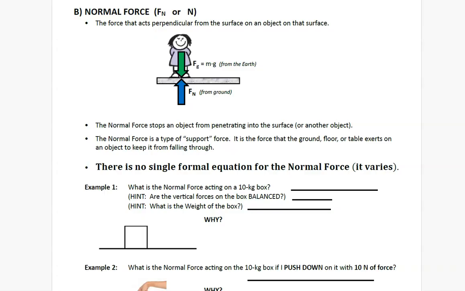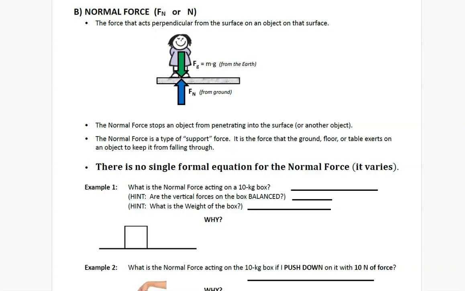And you might say, well, where does this thing come from? Well, where it comes from is the molecules in the floor or the ground that you're standing on. Those molecules get compressed because of your weight on them, and they spring back. The molecules don't like being compressed, and they literally push back up. So that push back up from the ground is referred to as the normal force.